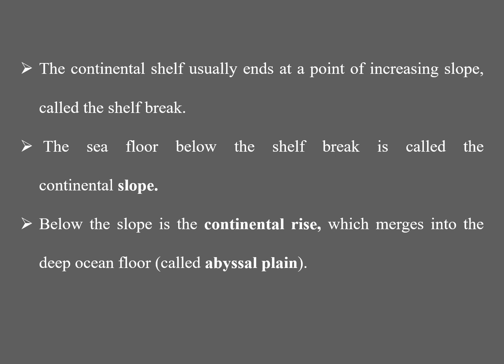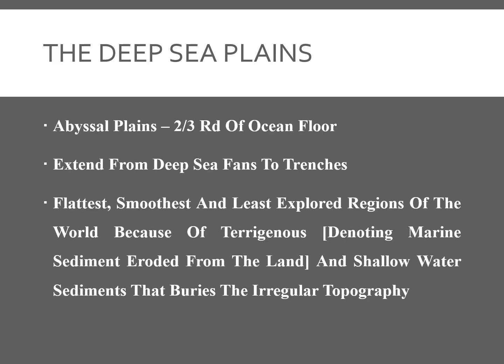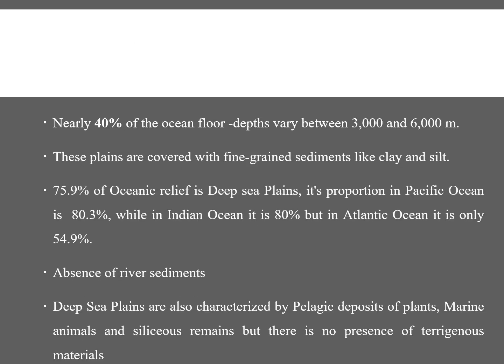Below the slope is a continental rise which merges into the deep ocean floor called the abyssal plain, where the slope slowly merges into the plain region. Deep sea plains, otherwise called abyssal plains, which occupy 2/3 of the ocean floor, extend from deep sea fans to trenches. They are the flattest, smoothest, and least explored regions of the world, because of the heterogeneous deposits present here and shallow water sediments that bury the irregular topography.